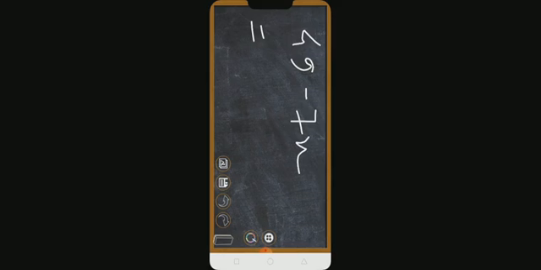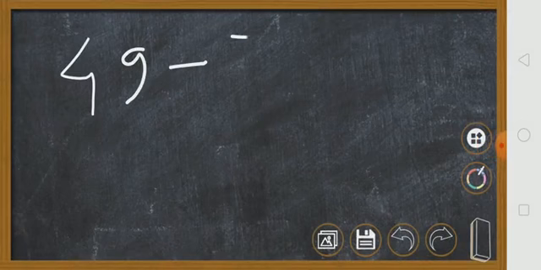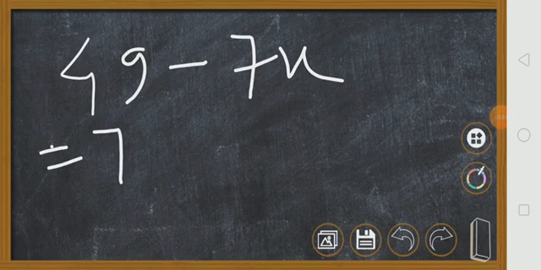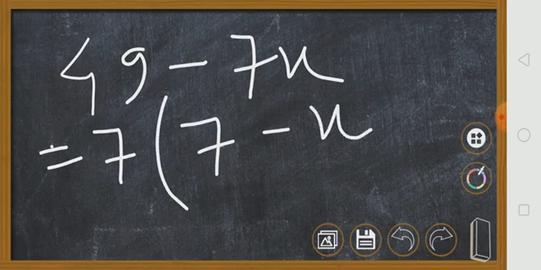Once again, 49 minus 7x. What you can take is 7 common, then you will have 7 minus x inside. So 7 sevens are 49, minus 7 into x is 7x. Is it clear? So this is your method of common factors.